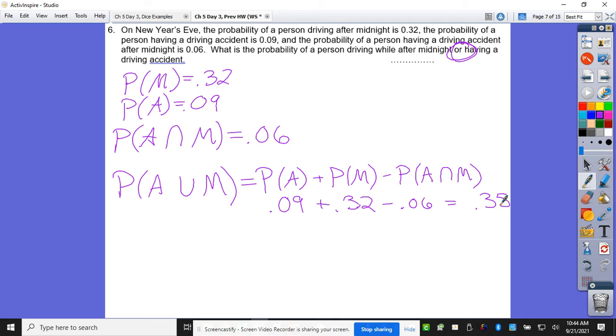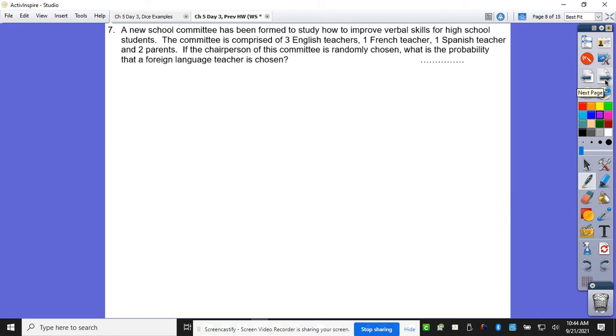And the very last problem, I always have people go home and say, I have no idea what to do. It's because it's so easy that you think you don't know what to do. Our committee has 3 English teachers, 1 French, 1 Spanish, and 2 parents. So how many people is that? 7. What's the probability that they're a foreign language teacher? Just 2 out of 7. That's your answer.